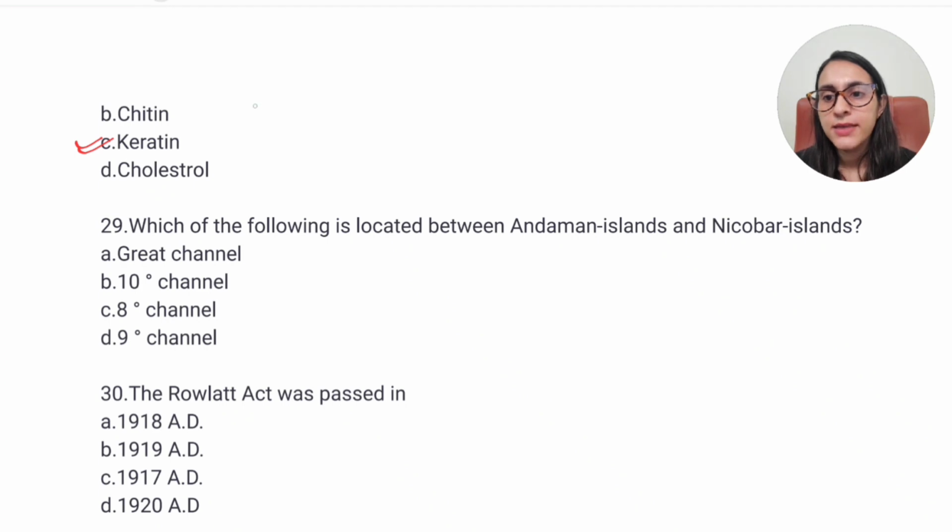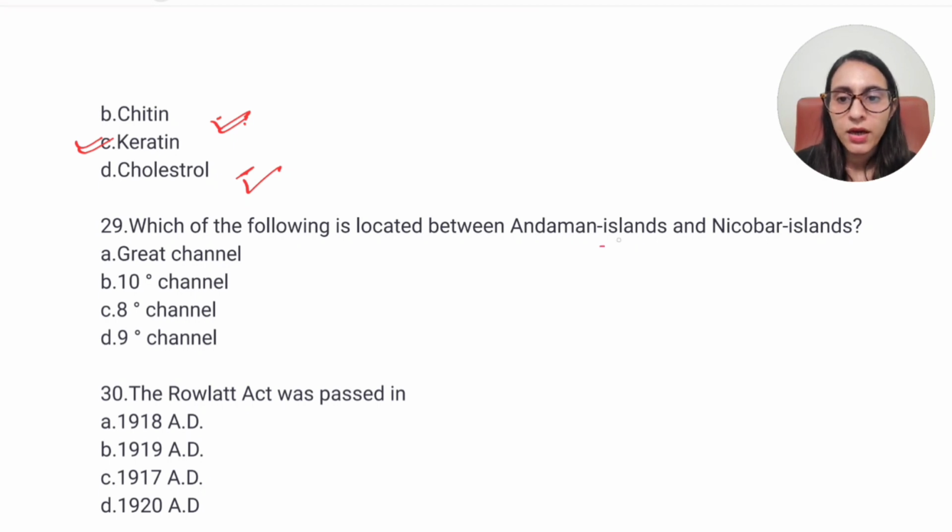Then chitin is a complex carbohydrate, again not a protein. And then we have cholesterol. Chitin is a complex carbohydrate that is found in the cell walls of fungi and the exoskeleton of some animals, but it is not a protein. And cholesterol is a lipid molecule. It is not a protein.